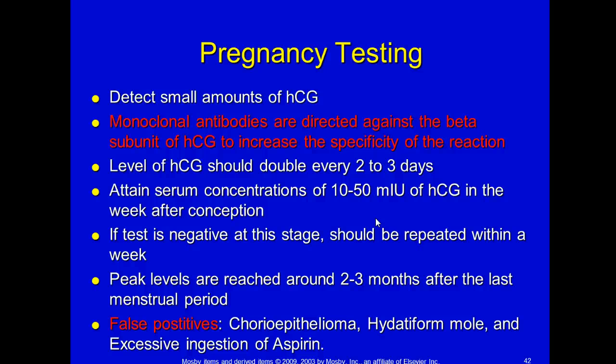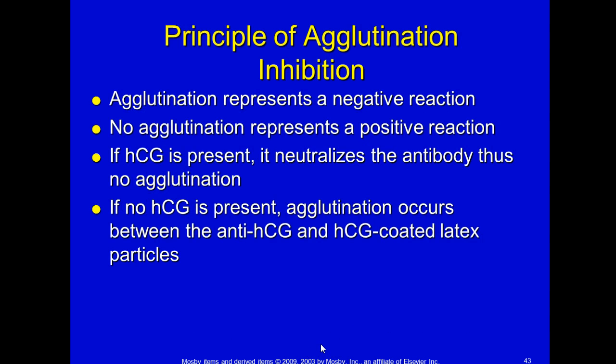Usually serum concentrations of HCG are found right after conception. If the test is negative, they usually repeat it. Peak levels are reached around 2 to 3 months after the last menstrual period, and false positives can occur with chorioepithelioma, hydatiform moles, and excessive ingestion of aspirin. Who knew?